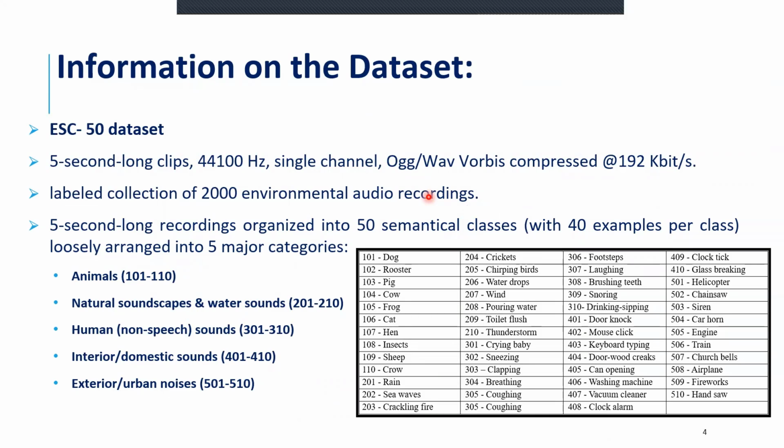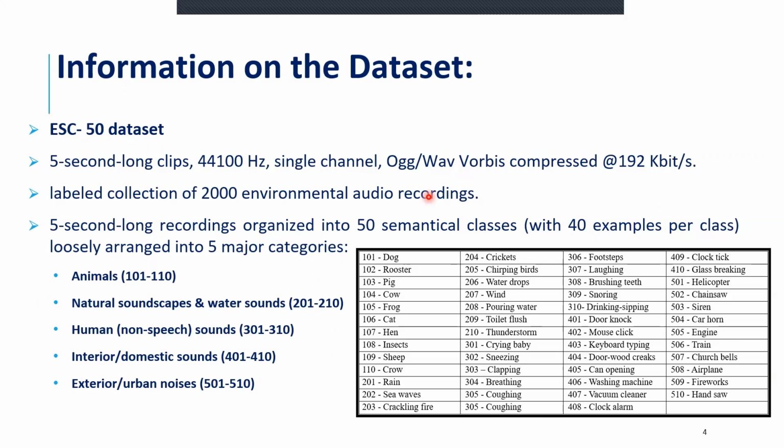Now the data set that we used is the ESC data set, which is a freely available collection of short environmental recordings, presented in a unified format, which is 5-second long clips, with a specific frequency, and some other information. All clips have been extracted and manually labeled by the author from public field recordings.